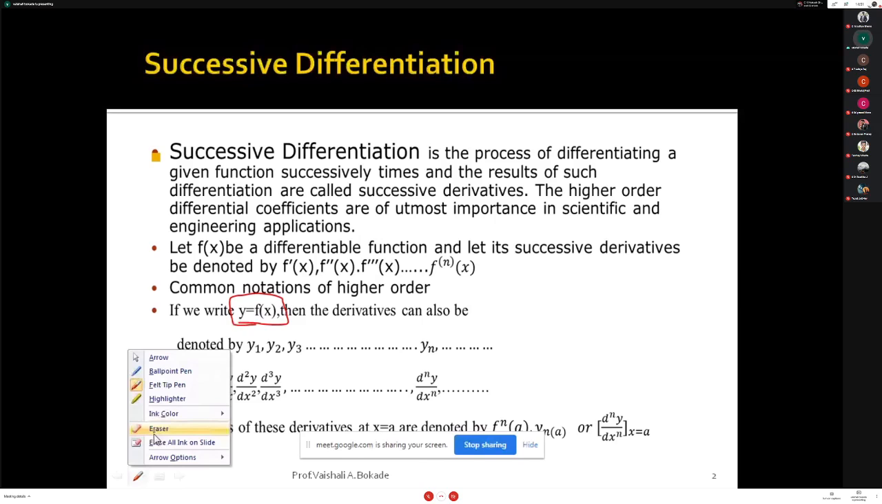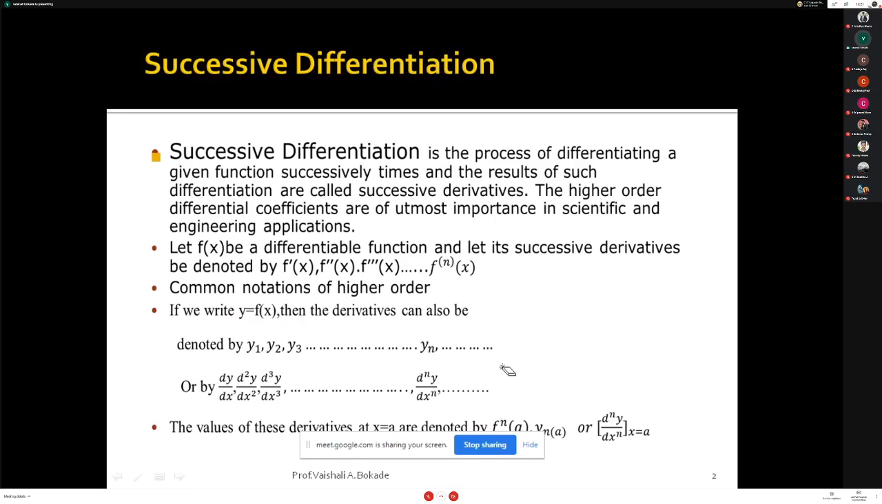Whenever I have a function y is equal to f(x) and I differentiate it, definitely you will have dy by dx. Whenever I differentiate y is equal to f(x), I get the first derivative.